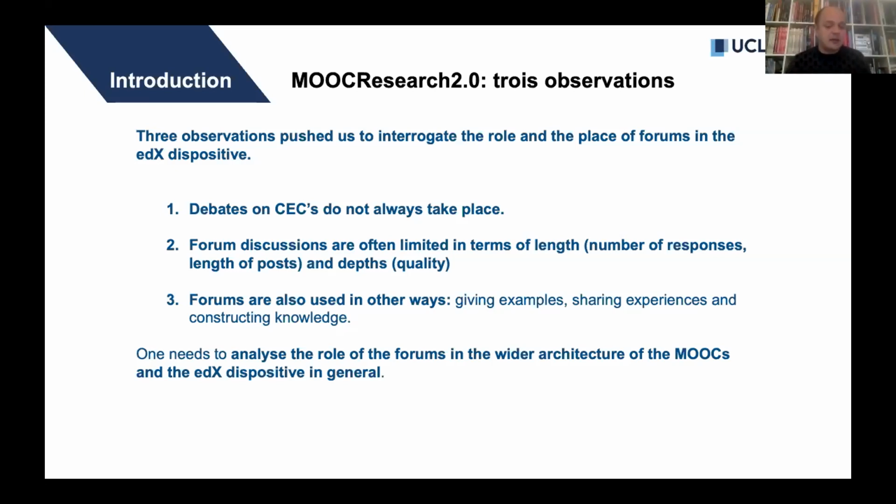And at the same time, we noticed that these forums are quite often also used in other ways, not in order to debate, but rather to give examples or to share experiences, and so on. So we started to realize quite early that if we want to know why these debates are or are not taking place on these forums, we need to understand the role of the forums in the wider architecture of the MOOC and the edX dispositive in general.